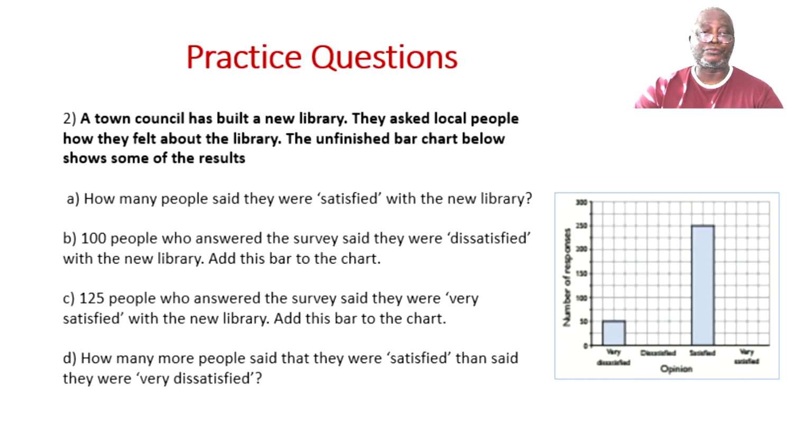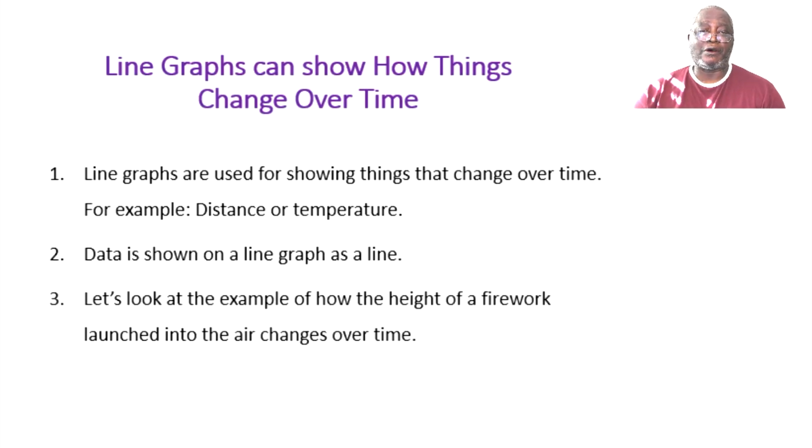Practice question 2. Again, a town council has built a new library. They're asking local people how they felt about the library. This is very common anyway. The unfinished bar chart below shows some of the results, and then you need to make sure you complete the frequency table and the bar chart to show your result. Okay, let's go on to graphs now.